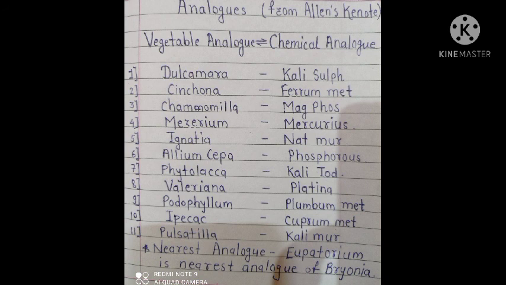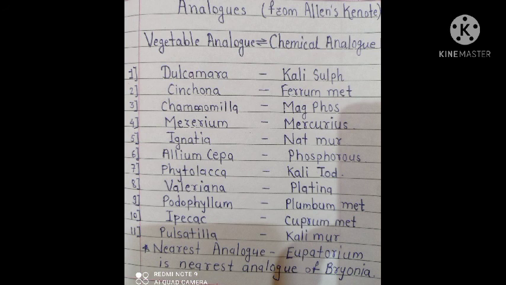Phytolacca has the chemical analogue of Kali iodatum. Valeriana has the chemical analogue of Platina. Podophyllum has the chemical analogue of Plumbum met. Ipecac has the chemical analogue of Cuprum met. Pulsatilla has the chemical analogue of Kali mur.